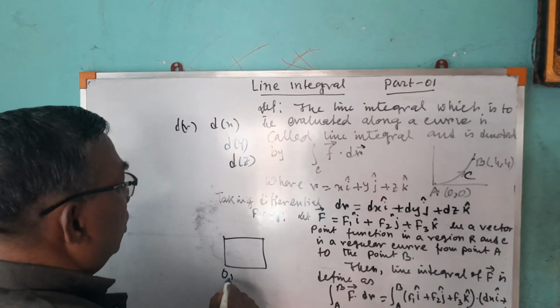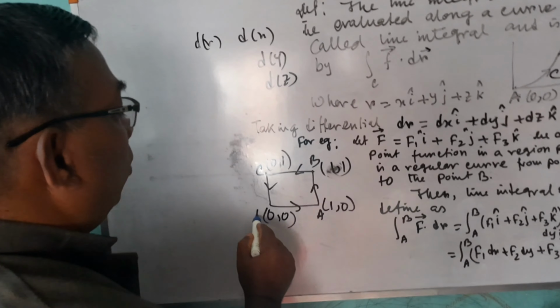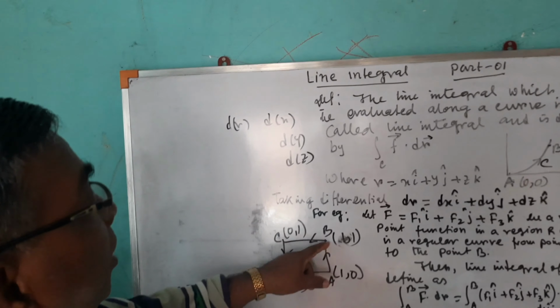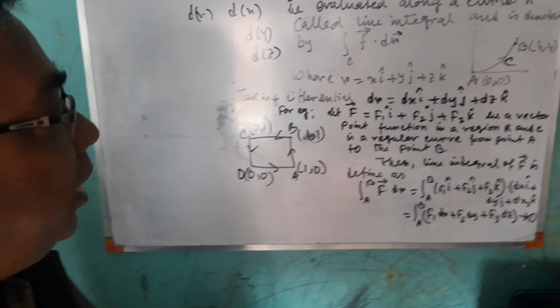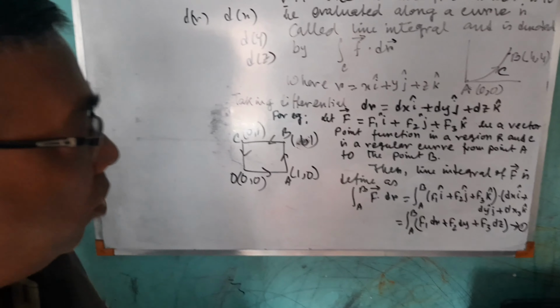So along this curve, we have to move in the anti-clockwise direction. That is along OA, then AB, then BC, then CO. That means the line integral will be 4 line integrals, because 4 lines are there. Along OA, along AB, along BC, along CO, then you have to add these, then you will get the work done. So this is the classical example.